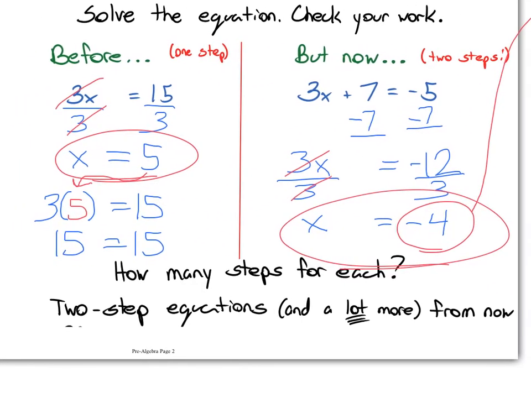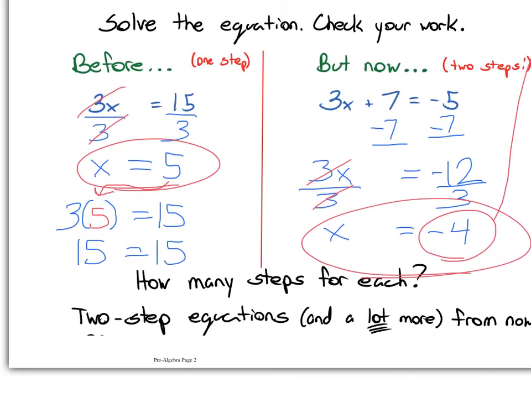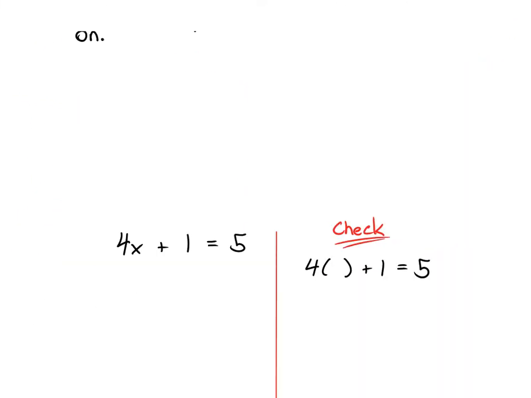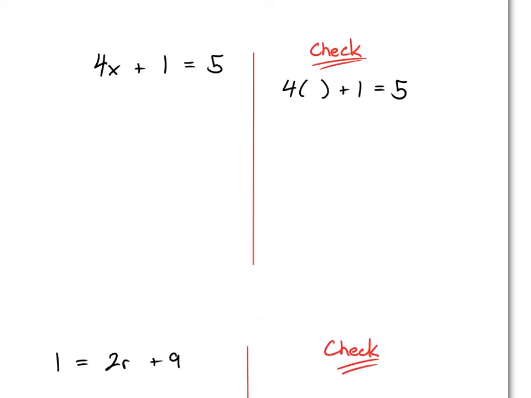So how many steps for each? Well, we noticed that before we were doing 1 step, but now we had 2 steps. And the first step was to subtract 7, and then the second step was to divide both sides by 3. Now we're on 2-step equations, and of course they will get a lot more from now on. So let's try it. Here we have 4x plus 1 is equal to 5. I'm going to do this one with you, and then you'll have some to do on your own. All right, so which one do we get rid of first?